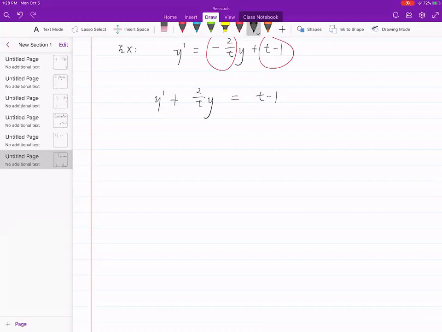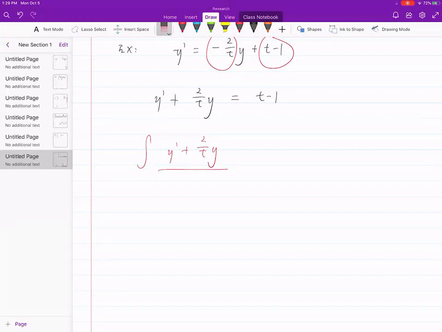Now next, I want to take the integral on the right-hand side, which gives me t squared minus t. Great. I also want to take the integral of the left-hand side together. From here, you can see you're not going to be able to do it because this is not the derivative of anything. Still okay?